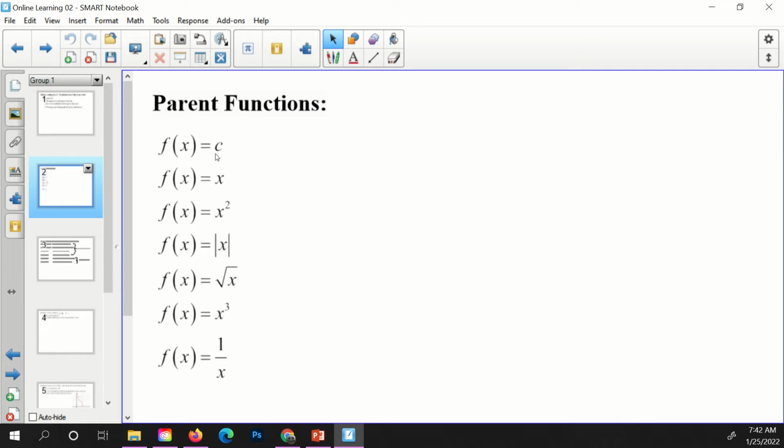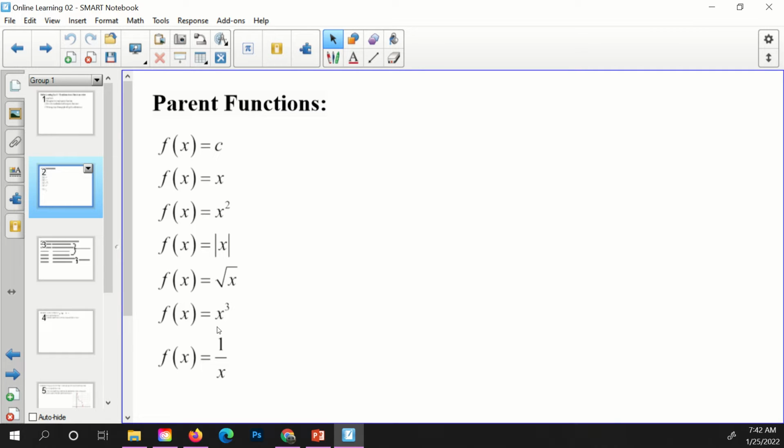So just a quick review of the parent functions. It's just f of x equals c. The constant function is just a horizontal line. F of x equals x is just a linear equation that has a slope of 1 and a y-intercept of 0. F of x equals x squared. That is your simple parabola. F of x equals absolute value x. That is that v-shaped, and then you have the square root function. And remember, you can't take the square root of a negative number and have a real result.